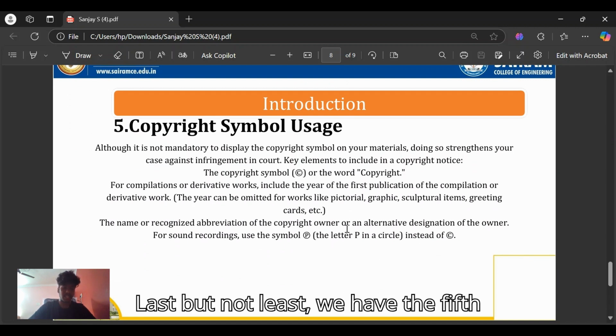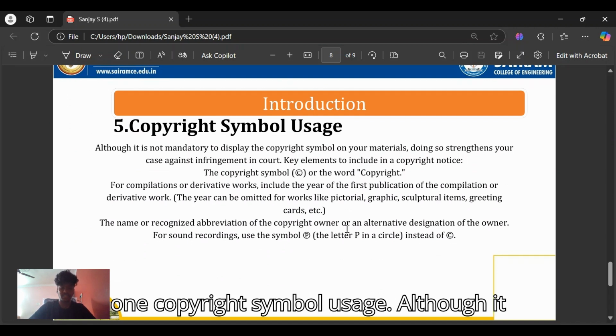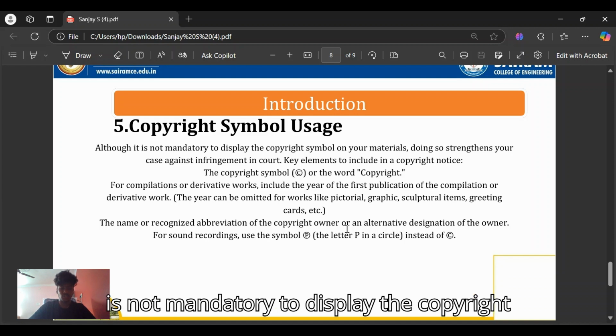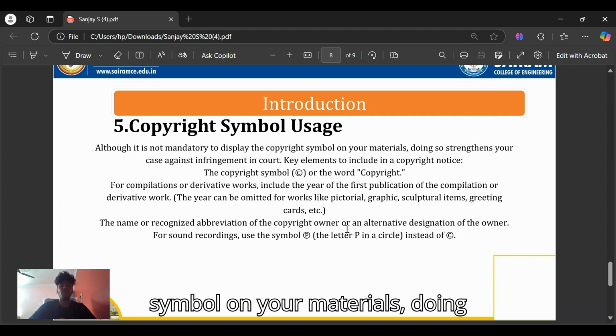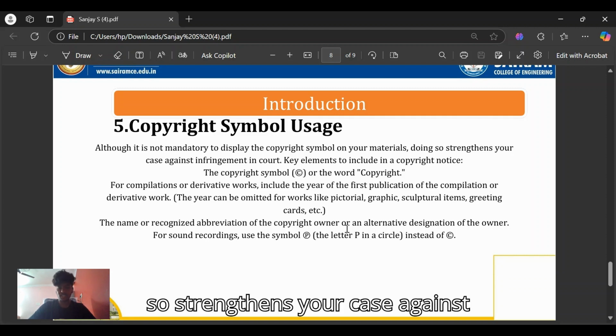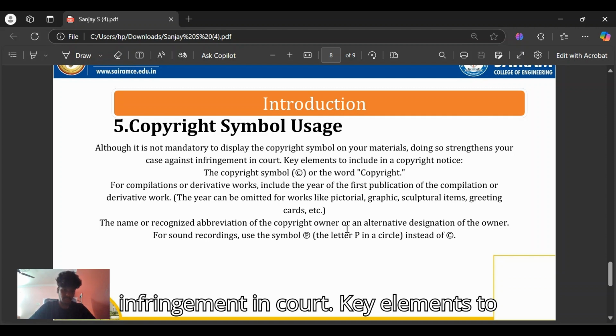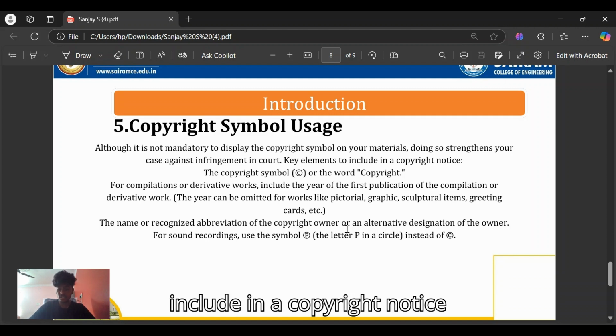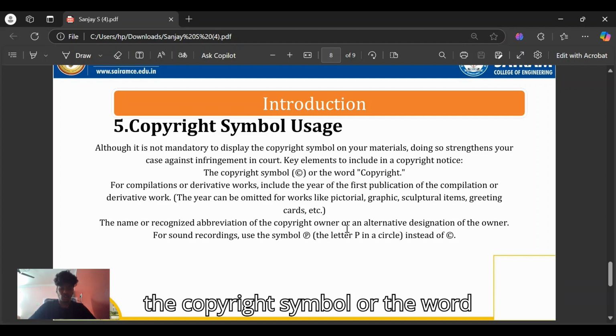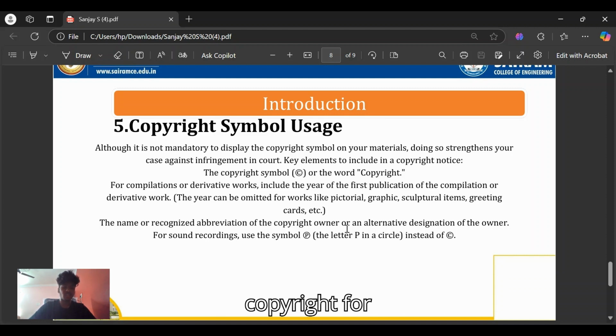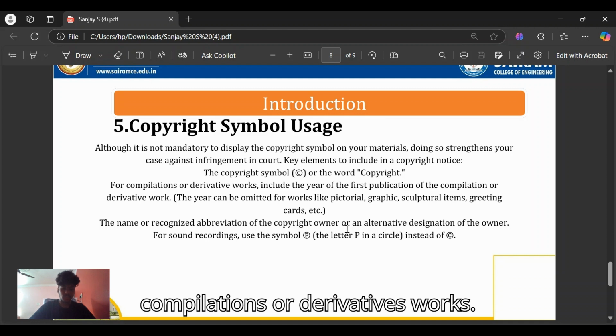But last but not least, we have the fifth one, copyright symbol usage. Although it is not mandatory to display the copyright symbol on your materials, doing so strengthens your case against infringement in court. Key elements to include in a copyright notice: the copyright symbol or the word copyright.